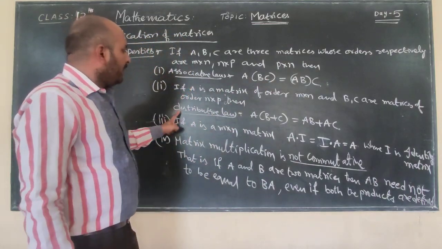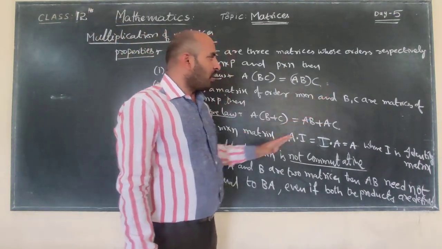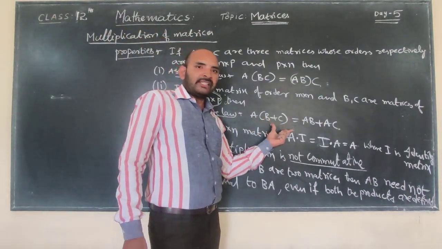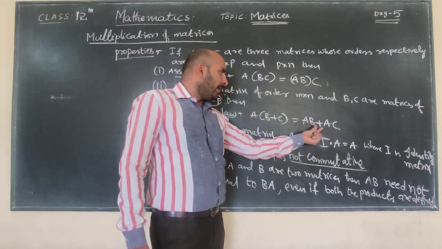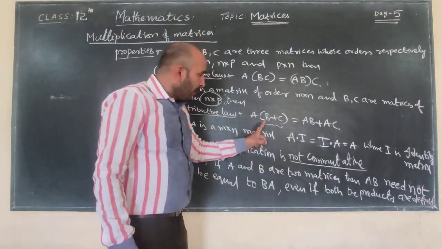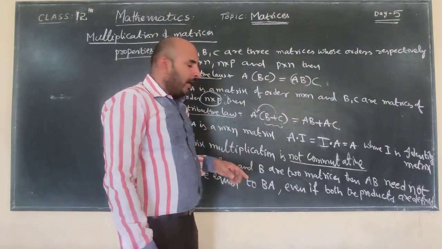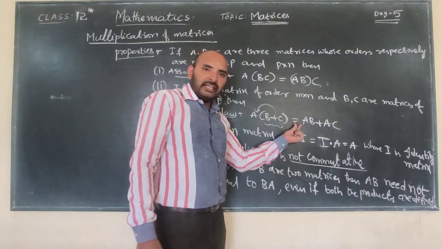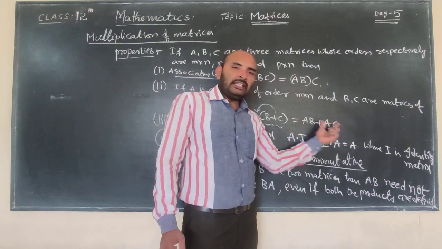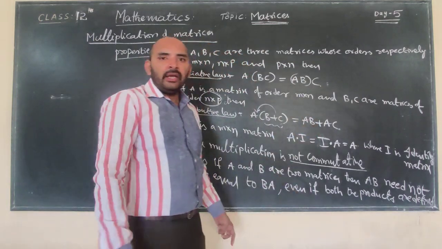Second property, distributive law. Distributive law means what? A is a matrix of order n cross n, B and C are matrices of order n cross p. Then the distributive law is A of B plus C is equal to A into B plus A into C. What is the meaning here? First add these two matrices, B plus C, you will get one matrix, and multiply with A, you will get a new matrix. It is equal to: find the AB matrix, find the AC matrix, then add these two matrices. The left hand side matrix and the right hand side matrix must be equal.